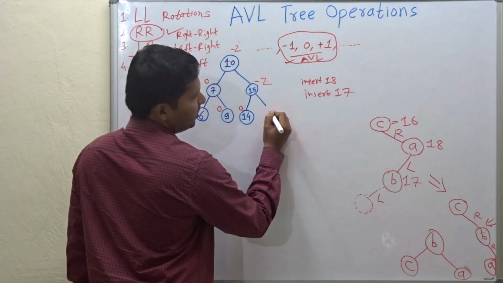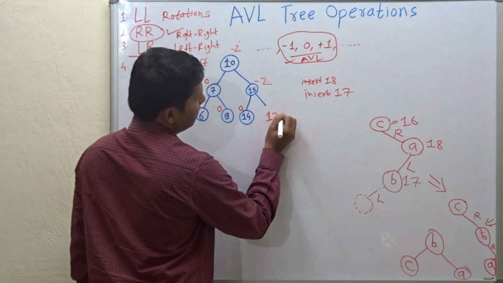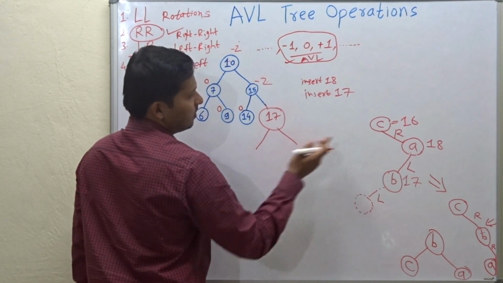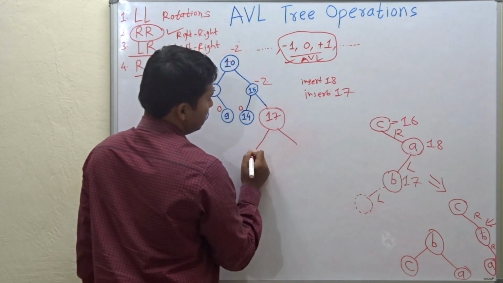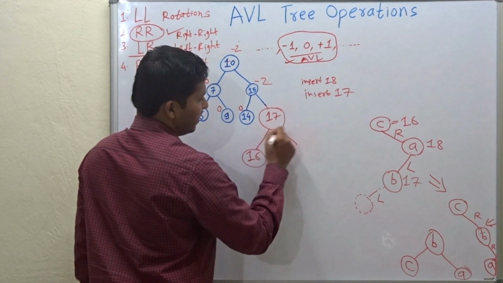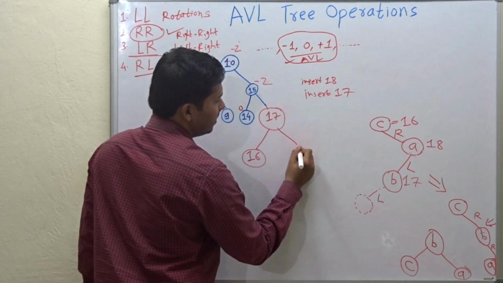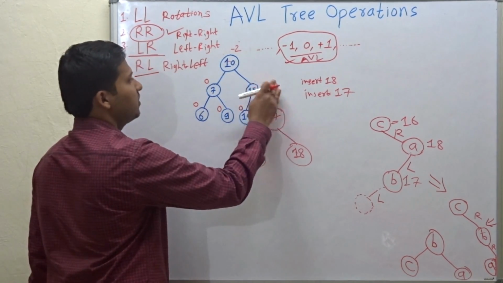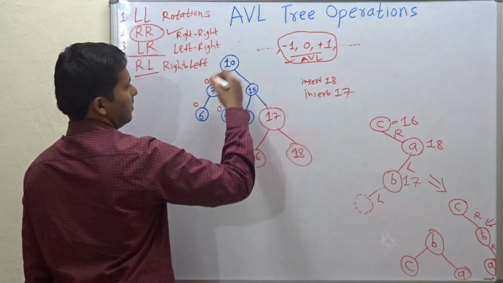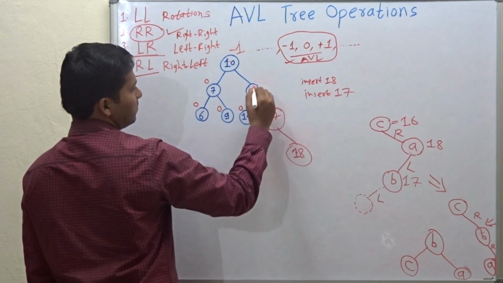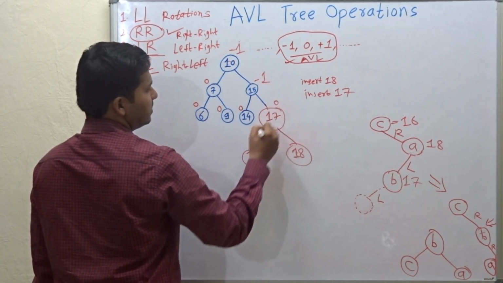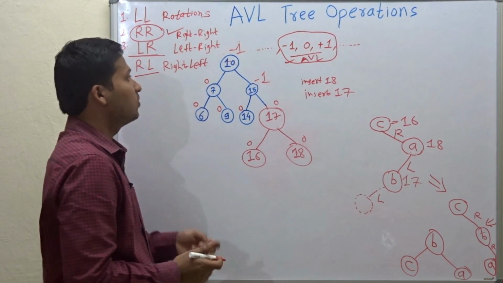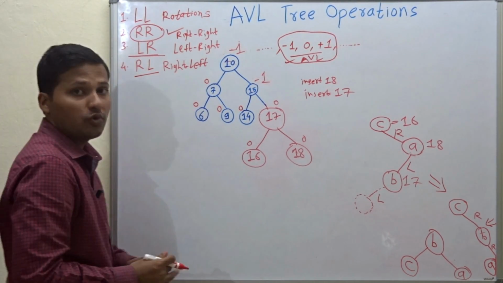So B is 17, see, then less than 17 what is there, 16, and greater than 17 is 18. Okay, so now again this tree is balanced. 2 minus 3 is minus 1, 1 minus 2 is minus 1, 0, 0, 0. Now this is an AVL tree. So this is how we perform these 4 rotations.